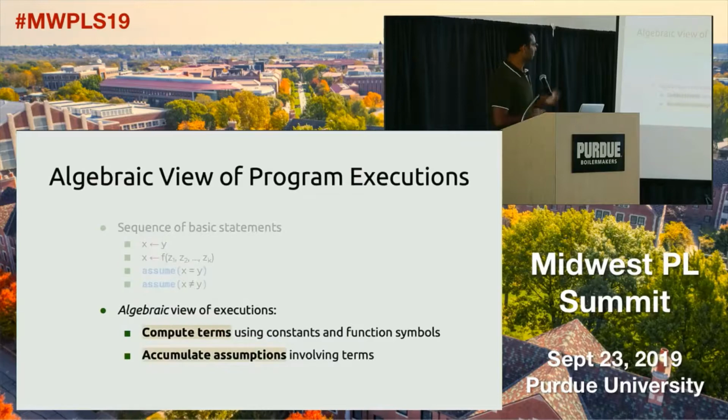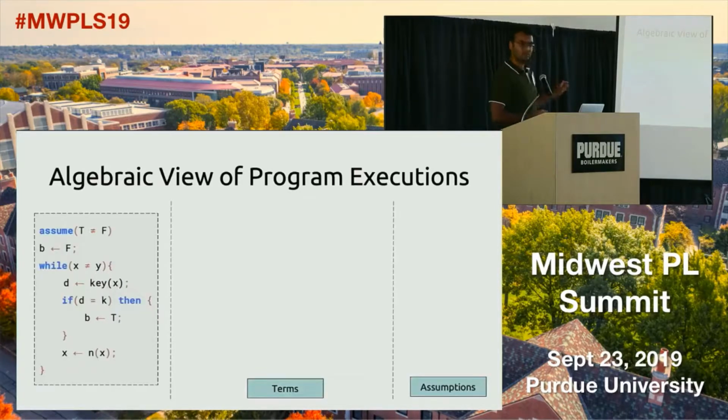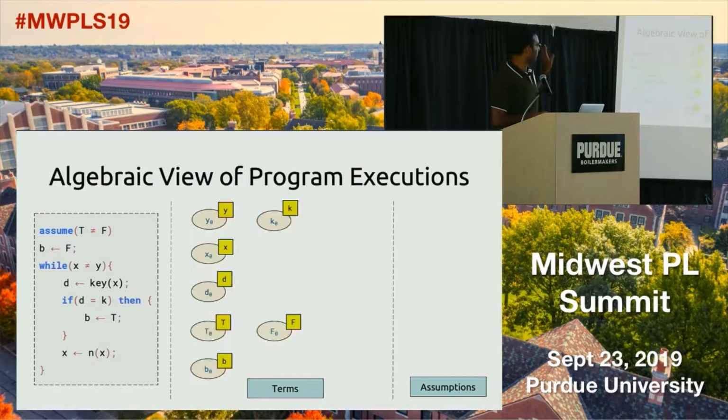So let's look at an example to understand this algebraic view, the same example on the left. You have the variables y, k, x, t, f, b. Initially, each of these variables is associated with an uninterpreted term. So y is associated with the term y0, which is a constant term. Similarly, k is associated with k0, etc. Now let's execute the program and accumulate terms and constraints. The first constraint that we get is t not equal to f. The term corresponding to t at this point is t0, and the term corresponding to f is f0. So you get the constraint t0 not equal to f0.